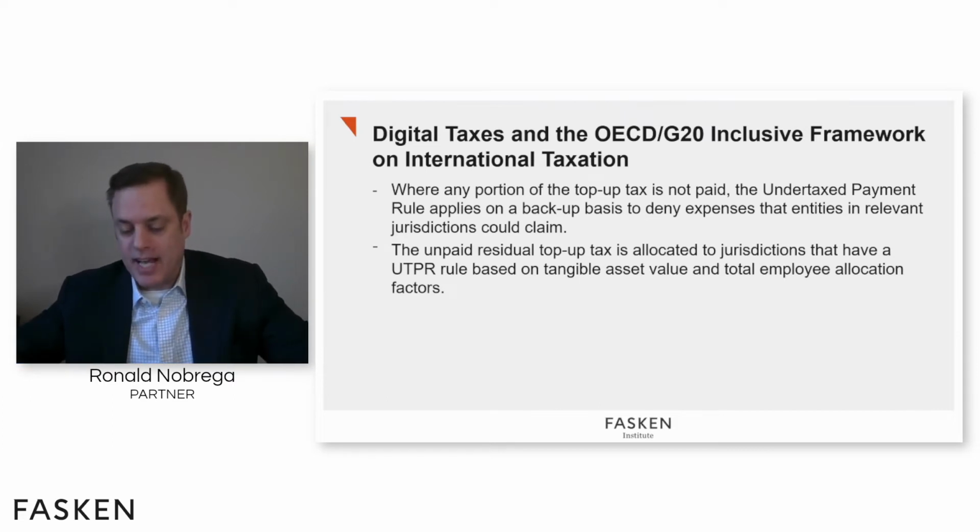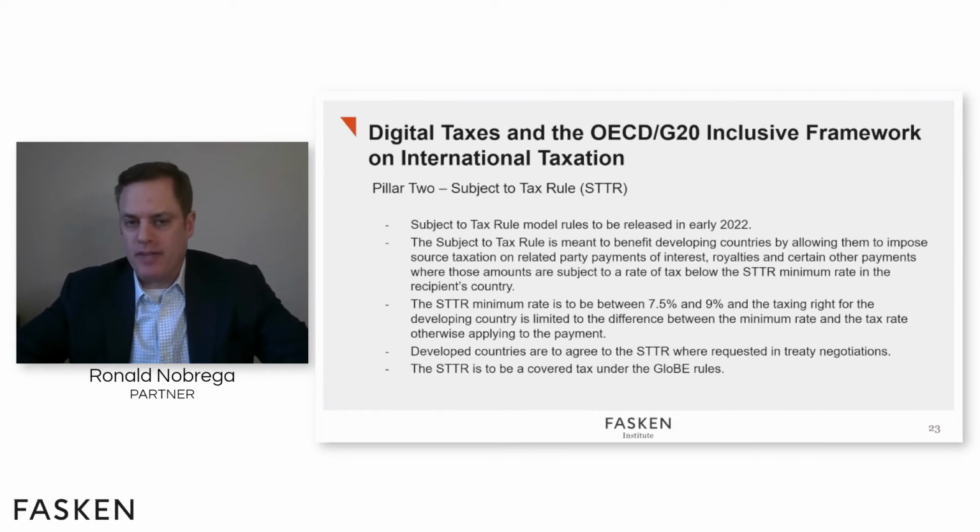Where that isn't satisfied for whatever reason, perhaps where the top tier corporation is located doesn't have an income inclusion top-up rule, then there's an under-taxed payment rule that can apply, and it will deny expenses of the entities having the low rate of tax. That denial rule will be available in jurisdictions that are relevant, allocated based on tangible asset value and total employees in the jurisdictions that have adopted a UTPR rule. Jumping to the next slide. One thing not dealt with in the December 2021 rules put out by the OECD was the subject to tax rule, which is the treaty-based rule.